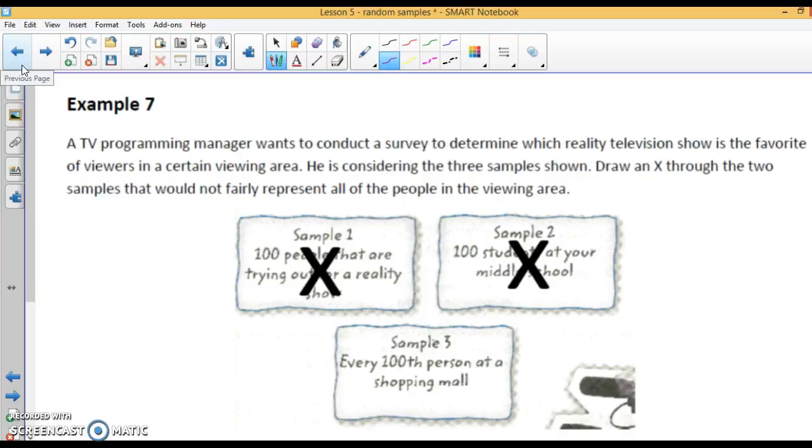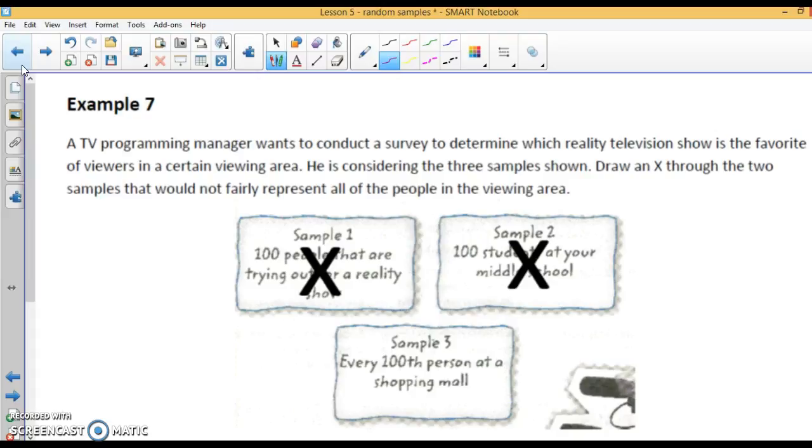A TV programming manager wants to conduct a survey to determine which reality television show is the favorite of viewers in a certain viewing area. He is considering 3 samples shown. Draw an X through the 2 samples that would not fairly represent all the people in the viewing area.